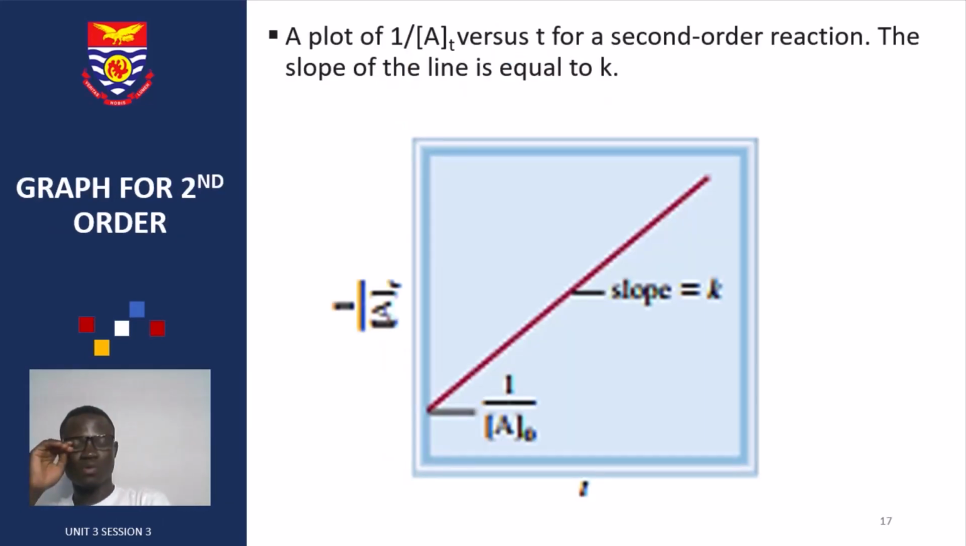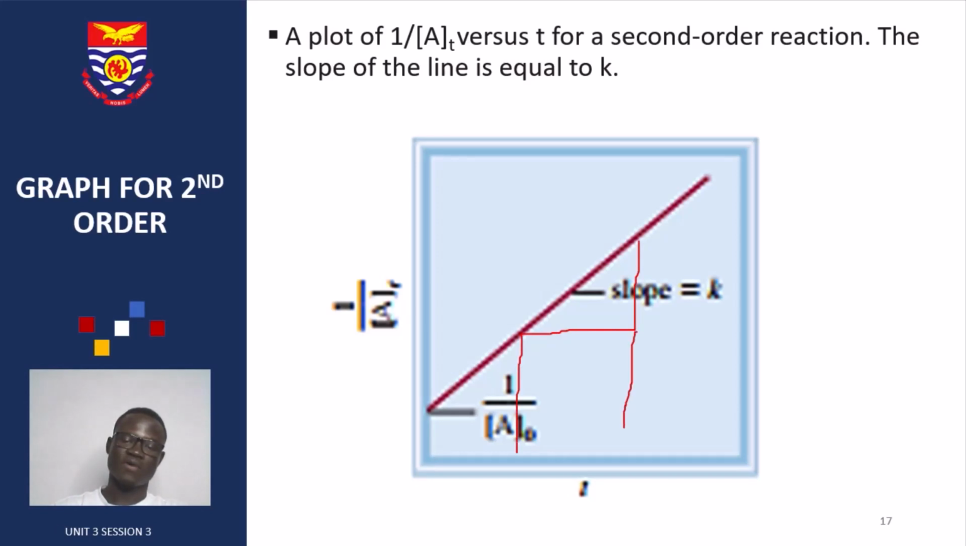So when you plot a graph for a second order reaction, usually we are going to get a positive linear graph, and the slope is always equal to k. This is because our slope for this graph is going to give us a positive value.